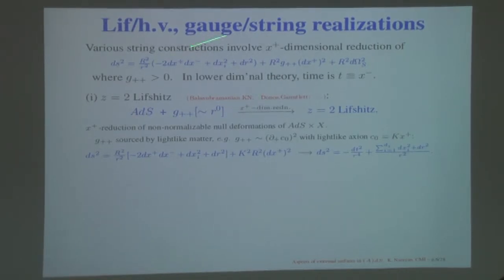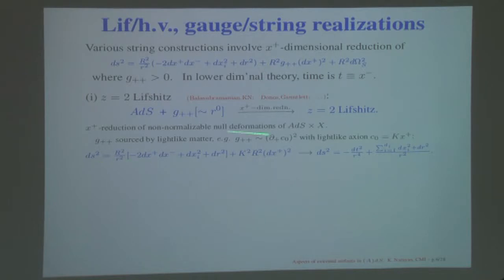Various string constructions, in part ones that I have been involved in and various generalizations thereof, involve spacetimes of this kind, where G++ is positive. If G++ is 0, this is just AdS cross some sphere, things that arise in various near horizon geometries of D-branes and M-theory branes. One starts with a spacetime like this, thinks of x plus as a compact dimension, and does a dimensional reduction. And in this process, in the lower dimensional theory, the time ends up being x minus.